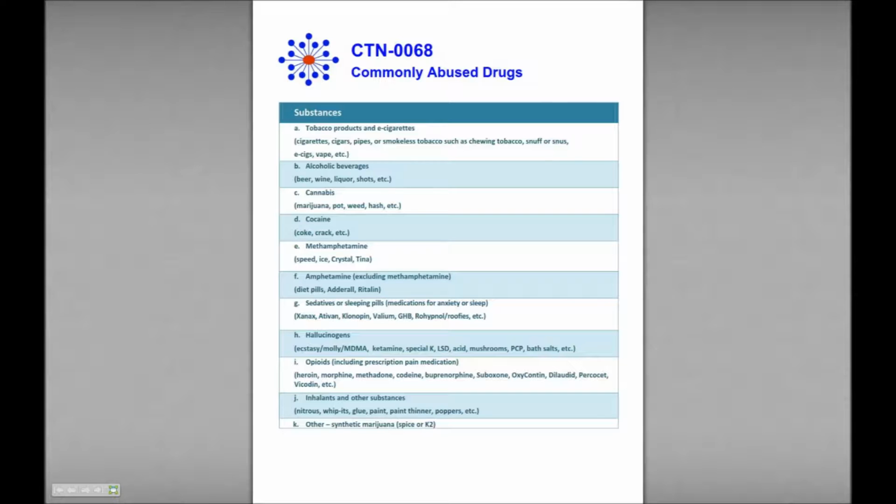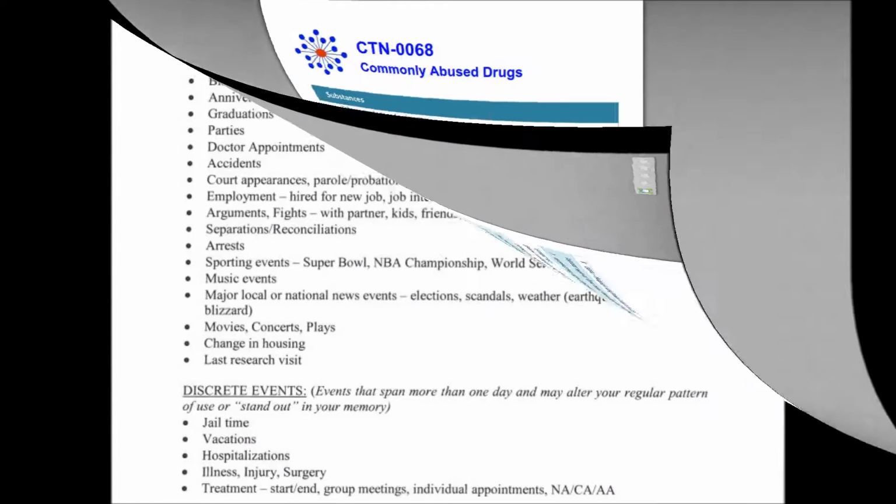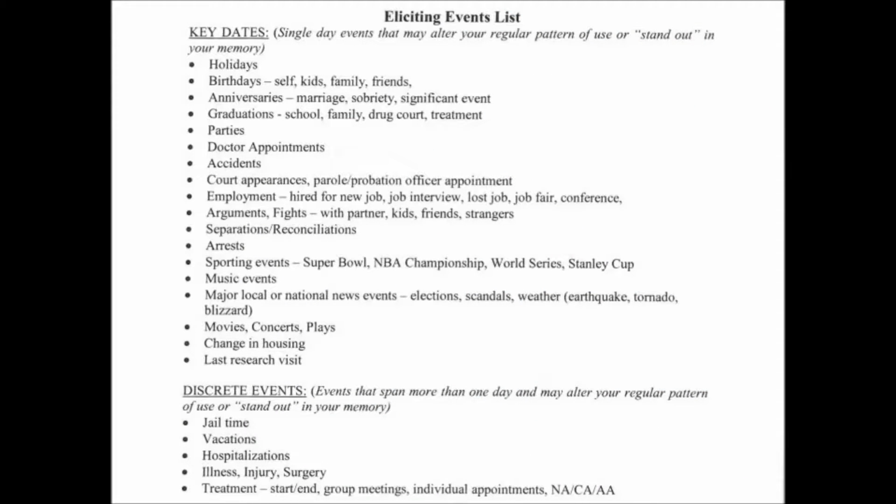Finally, the eliciting events list. This is just a sample. Yours will be a little more comprehensive, but this is very useful in identifying anchor dates and different events that have happened with that participant within that month. You can go right on down this list, and usually you probably won't even have to go through the whole list. You'll have enough events on the calendar that you'll be able to start identifying and tying some good data to that.